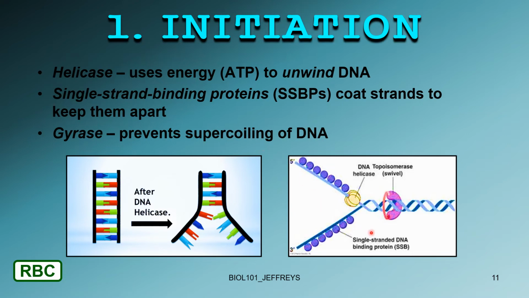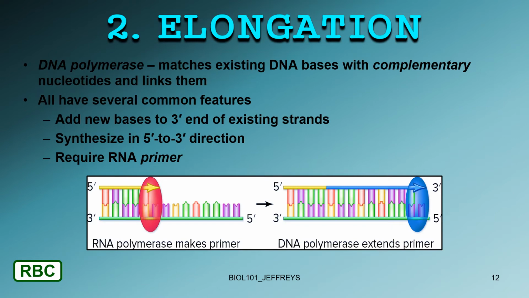So gyrase here latches onto the double strand and prevents supercoiling of this stuff back here. Because if we supercoil it, then we can never get it unwound and we can never get it replicated, and that's a big problem, obviously. Okay? You should remember those 3 players.